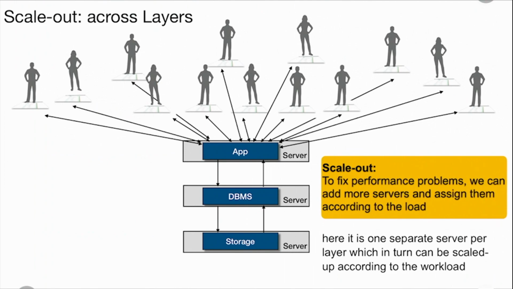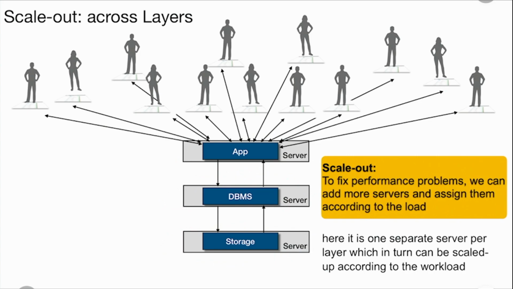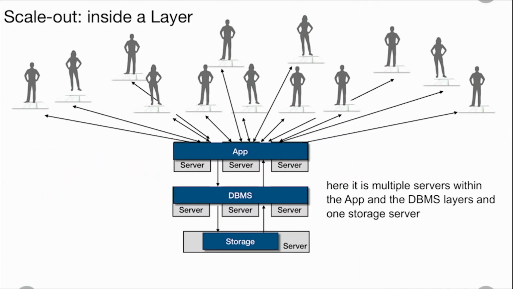So here basically you have a separate server just for storage, some storage server. You have a database server, really a physical server, and you have the application server. And that may already help to fix those performance problems by adding more servers and assigning a server for each tier separately. Here it's one separate server per layer in this example. But of course, you can also do something like that. You say, okay, why only use one server for my application tier? I can use multiple servers.